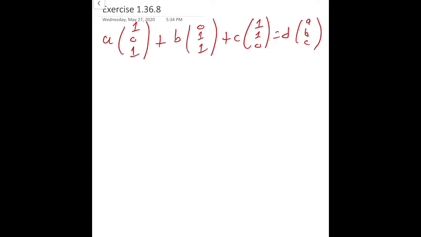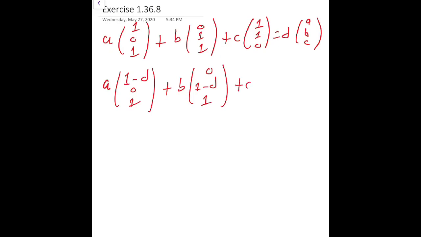So in other words, for which values of D is there a solution? For parts 6 and 7, we know that if D is equal to 2 or D is equal to -1, there is a solution. Now I'm going to rearrange this, similar to how I did in part 6 of this set of exercises. This is going to be A times (1 minus D, 0, 1), plus B times (0, 1 minus D, 1), plus C times (1, 1, minus D), equals (0, 0, 0).